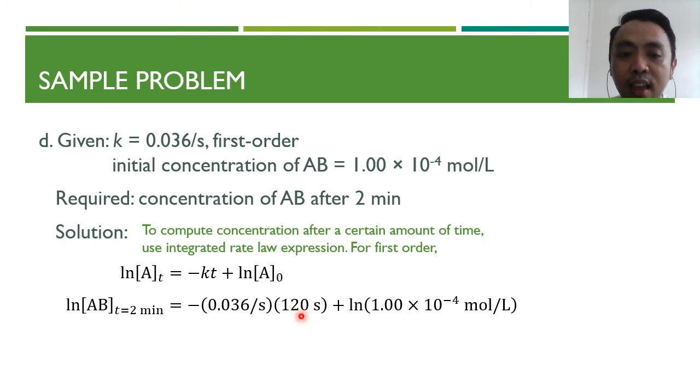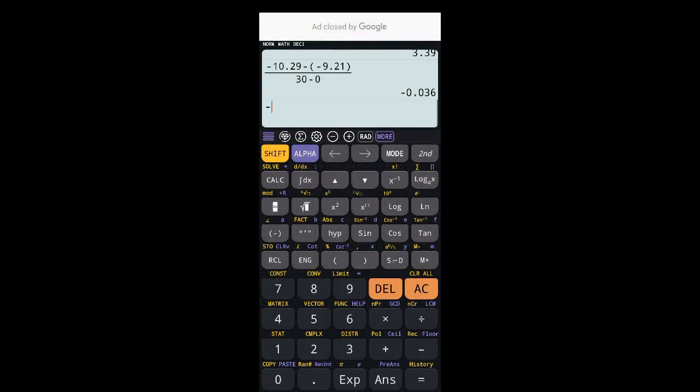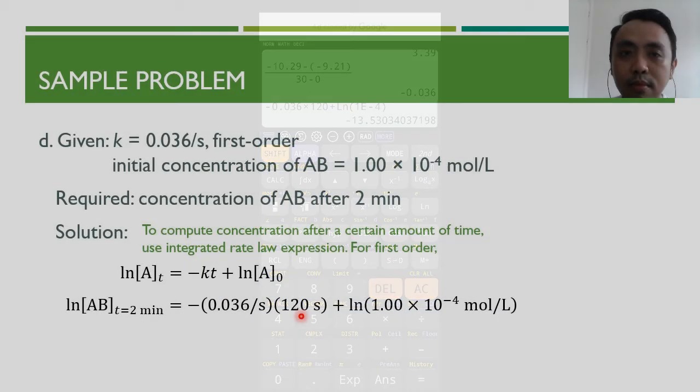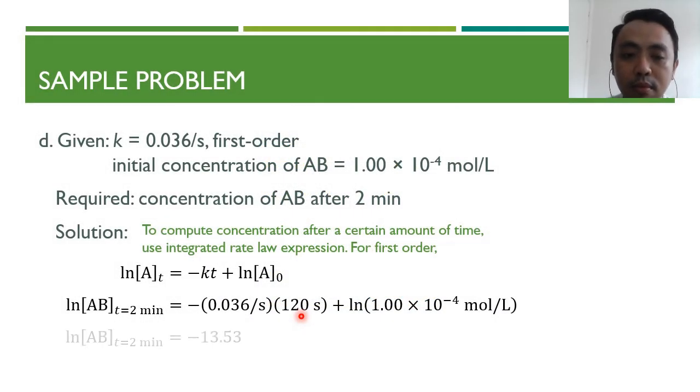Now we can simplify the right-hand side of the equation. Using our calculator, we then have the following. The Ln for the concentration of AB after 2 minutes is computed to be equal to negative 13.53 after we have simplified the right-hand side.